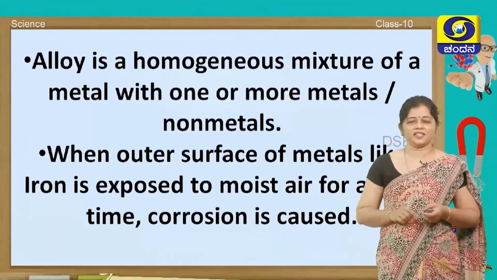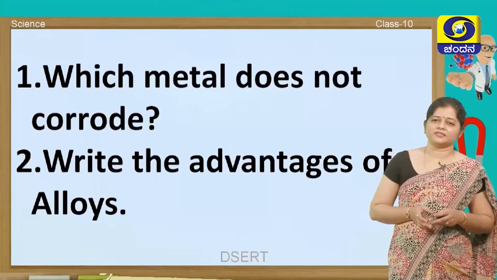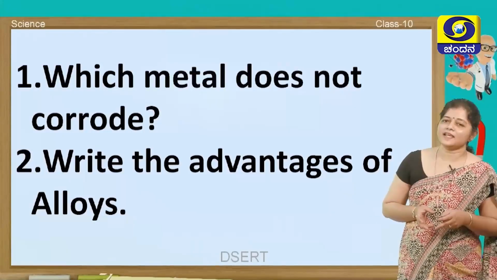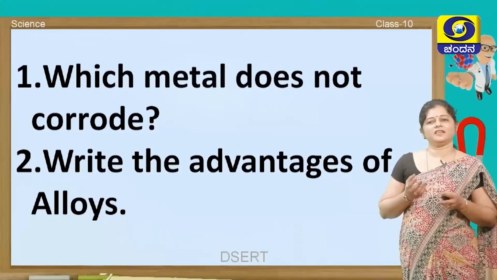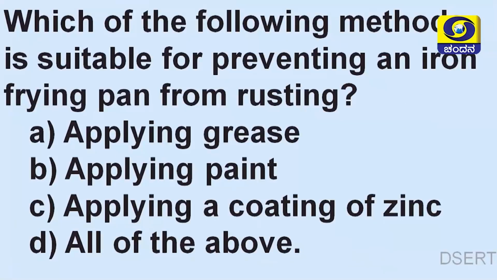And now it is your assignment time. Which metal does not corrode? Think of a metal which does not corrode, and write the advantages of making alloys. Which of the following methods is suitable for preventing an iron frying pan from rusting? Is it applying grease, applying paint, applying a coating of zinc, or doing all the above? By which methods can we prevent an iron frying pan from rusting?